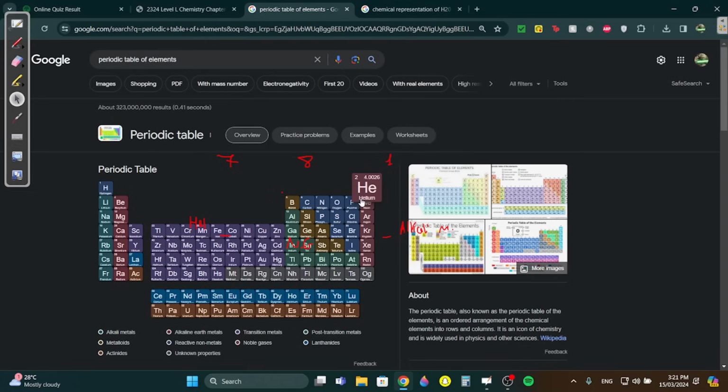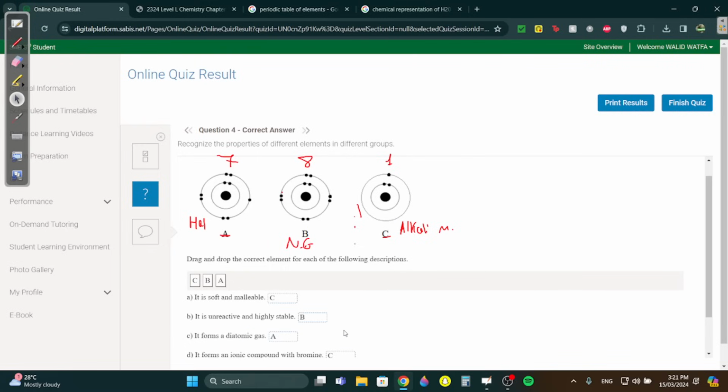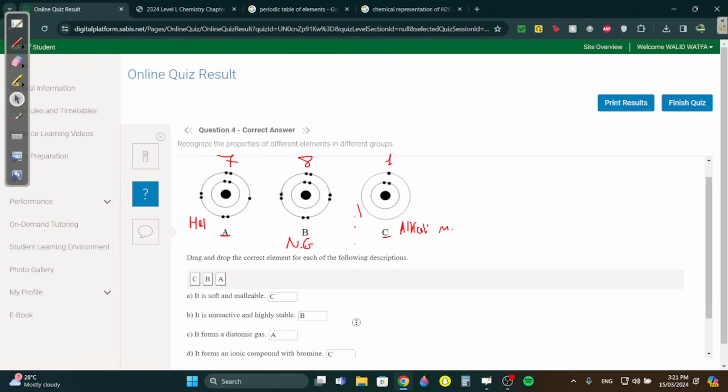Okay, let me show you. The diatomic gases, they're all halogens. F2, Cl2, Br2, I2. At doesn't really count. But halogens are the ones that form diatomic gases. So it's A, since we said it has 7 electrons. A. It forms an ionic compound with bromine.